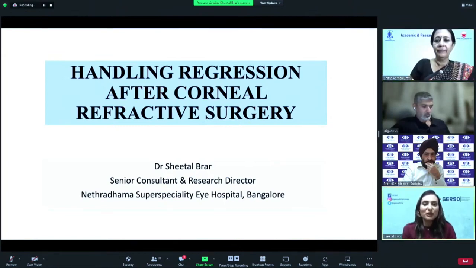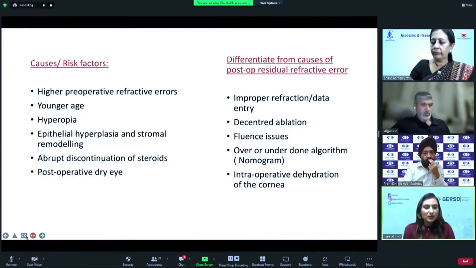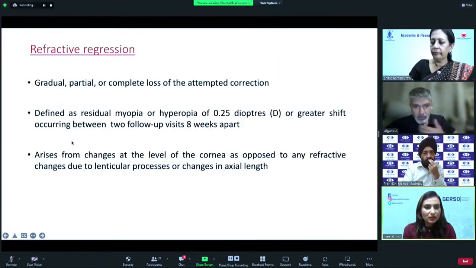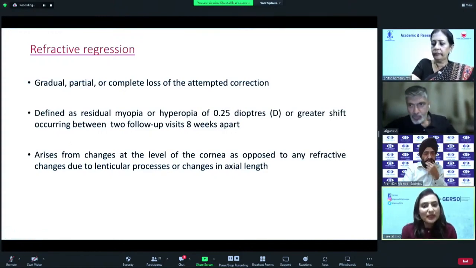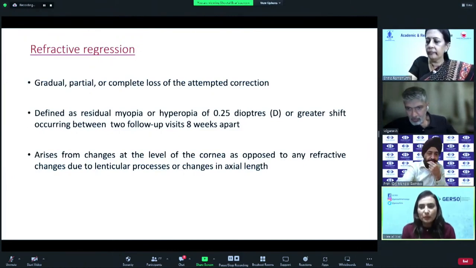Today I'll be talking about how to handle regression after corneal refractive surgery. So, by definition, what is refractive regression? It's a gradual, partial, or complete loss of the attempted correction and is defined as residual myopia or hyperopia of 0.2 diopters or greater shift occurring between two follow-up visits 8 weeks apart.